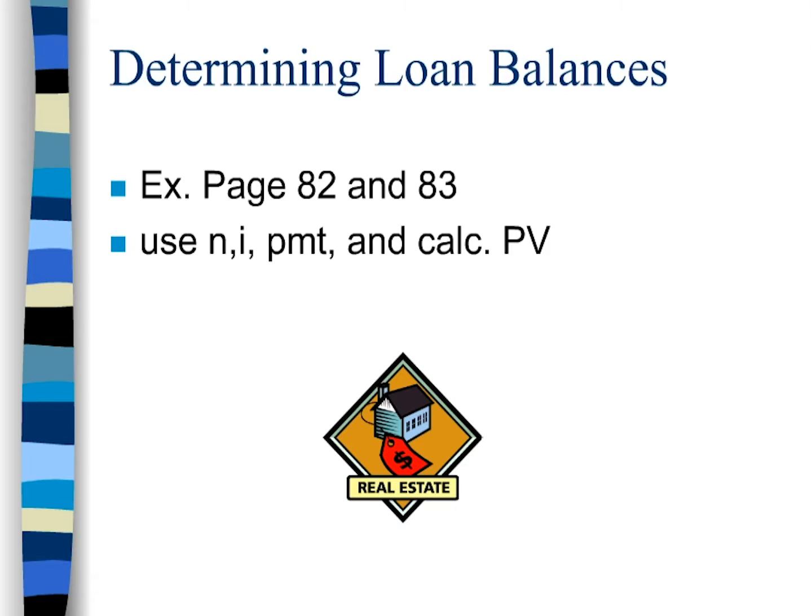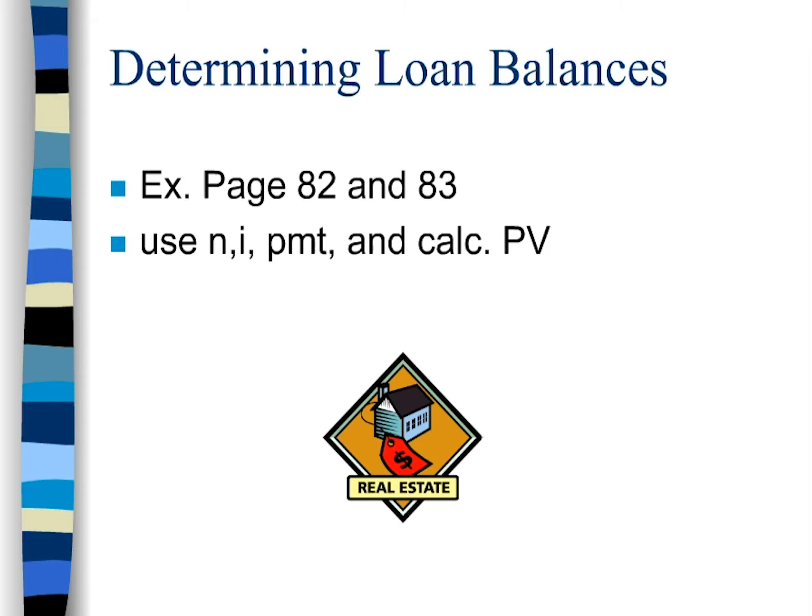Determining the loan balance. Again, I mentioned this in Chapter 3. We'll be doing this over and over and over again. So you can look at this example, especially on page 82. They show you a couple of ways to do it. As I mentioned earlier, we're going to stick with just the one way. To figure out what the remaining loan balance is, we'd say, what are the remaining payments? We may have to at first figure out the payment if they just give you the terms of the loan. Once you have that, you'd say, what are the remaining payments?